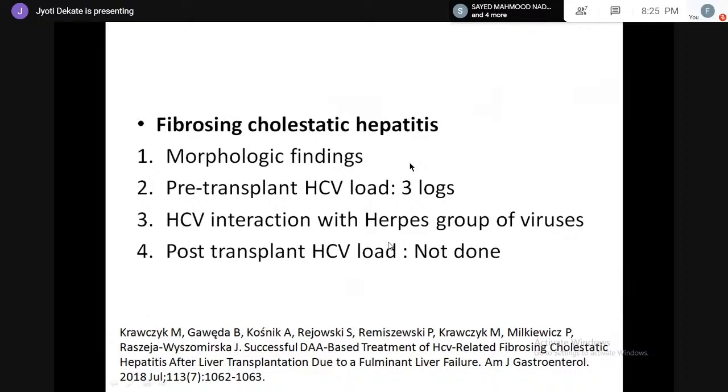And this is how they behave when fibrosing cholestatic hepatitis happens, and that too along with herpes group of viruses. And in this case, it is HSV1. So these cases succumb really fast, and we may lose these patients if not recognized very early in the liver allograft period, and if the index of suspicion is not really high.